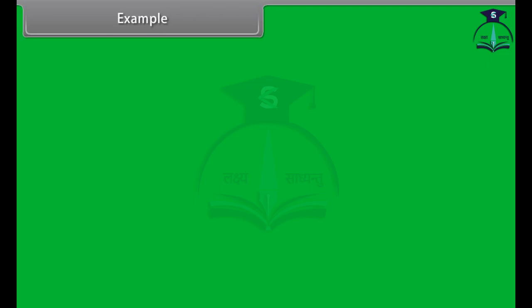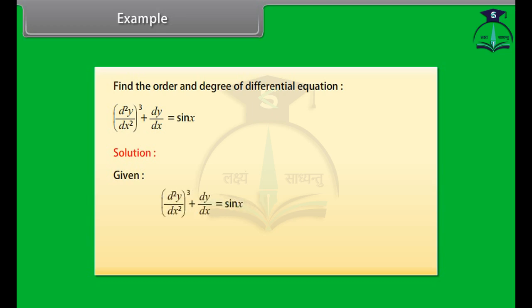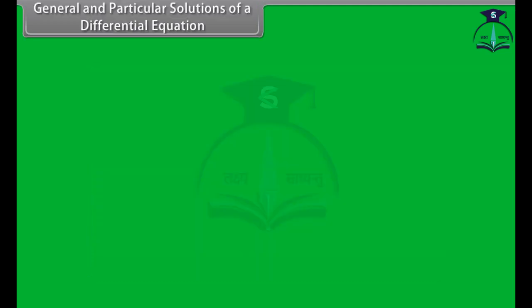Example. Find the order and degree of differential equation d2y by dx square whole power 3 plus dy by dx equals sine x. Solution. Given d2y by dx square whole power 3 plus dy by dx equals sine x. Order 2. Degree 3.